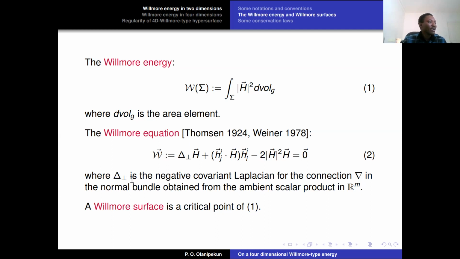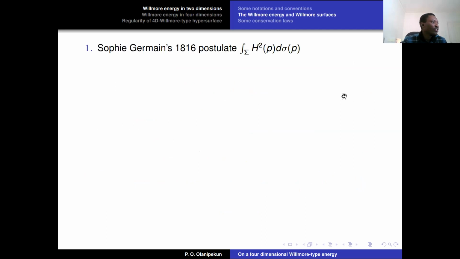And the Laplace pair is the negative covariant Laplacian for the connection in the normal bundle that we obtain from the ambient scalar product in Rm. So the left-hand side of this equation 2, we'll call the Willmore invariant. And then when you take this energy and you vary it, you get its critical point. That critical point is called a Willmore surface. So a Willmore surface is a critical point of the Willmore energy. And all these things are quite well known in the literature.